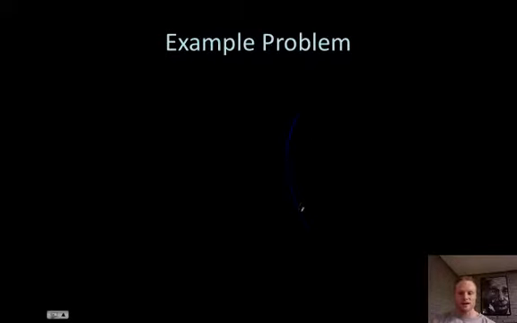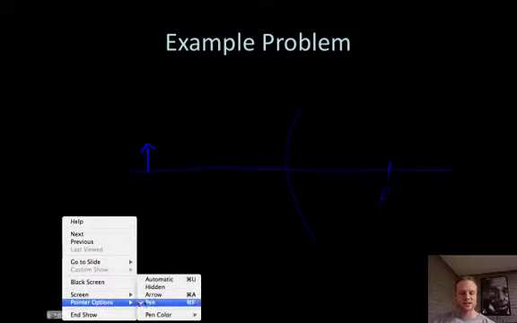I'm going to draw a convex mirror, and I'm going to draw my principal axis, and I'm going to say this is my focal point right there. Let's put an arrow way out here. Here is my object right there. I'll switch it up here, get some different colors going.